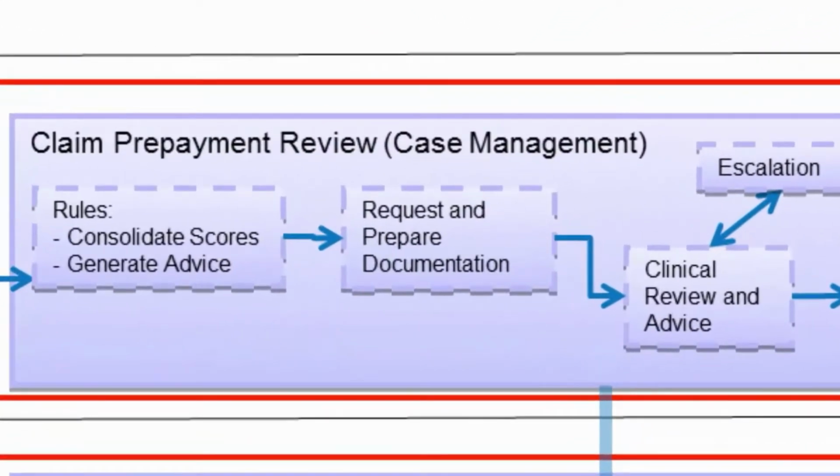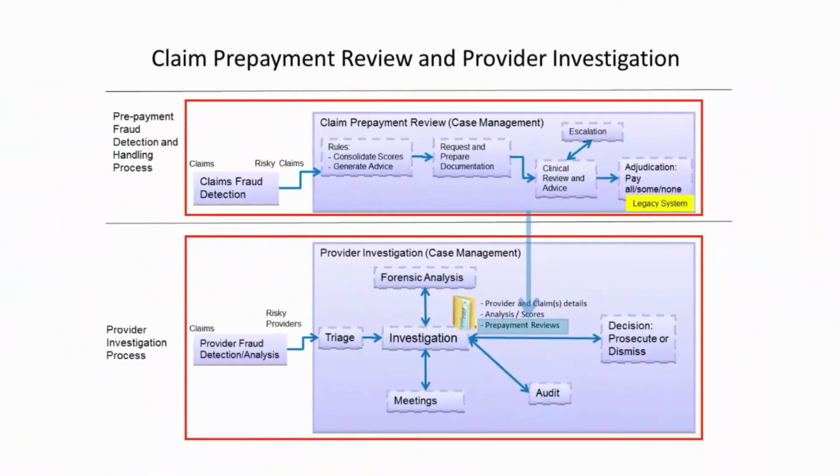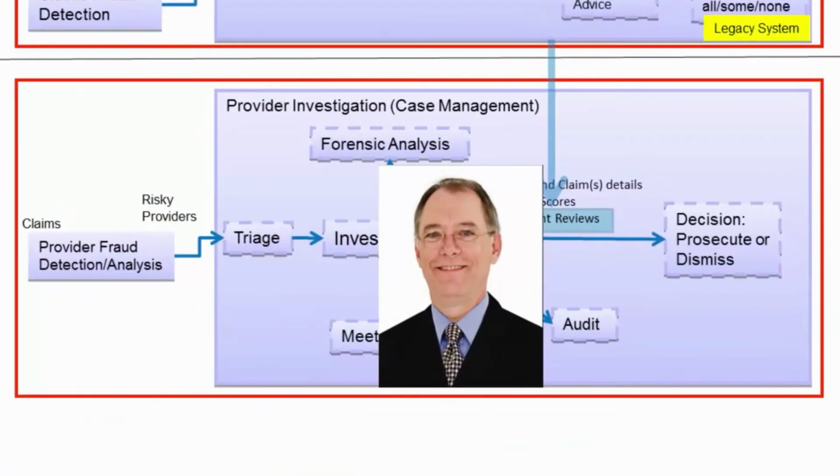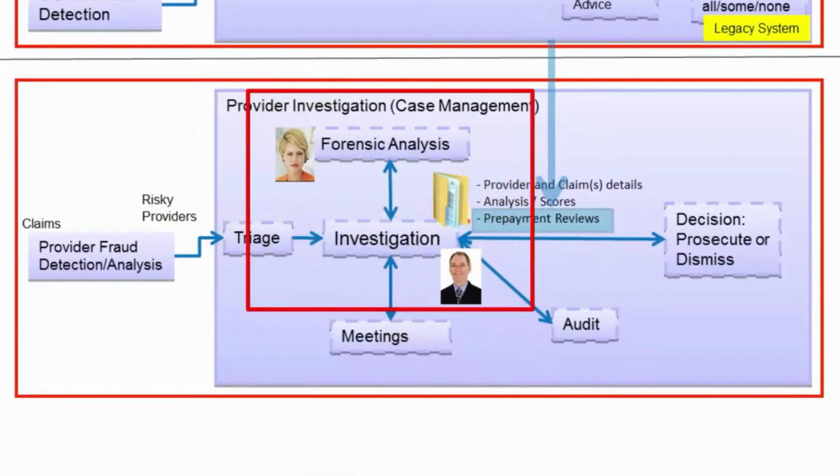Out of prepayment reviews, several of Dr. Dunlap's claims appeared to be fraudulent, and this resulted in a high overall fraud risk score for Dr. Dunlap. The high fraud risk score out of the detection engines triggered an investigation. Rich and Carly will now investigate the provider and determine the scope of the fraud.